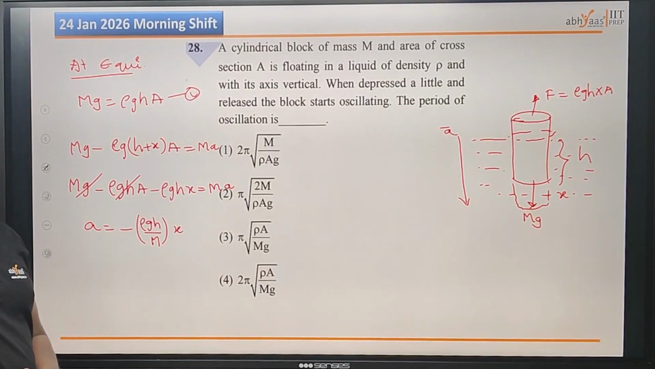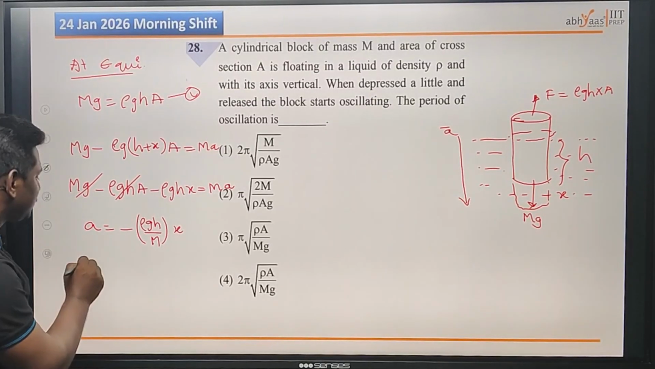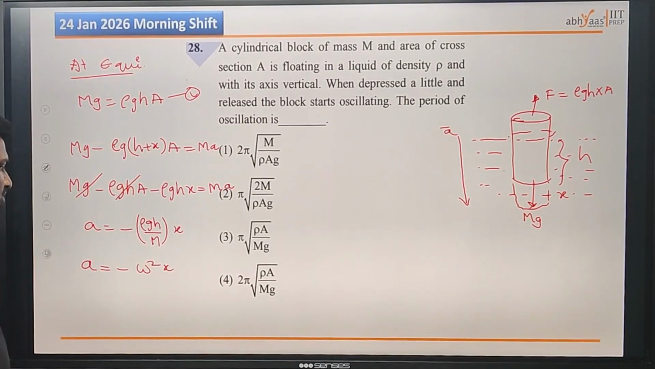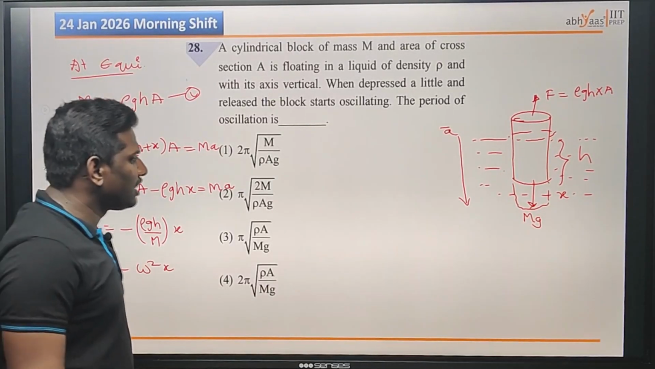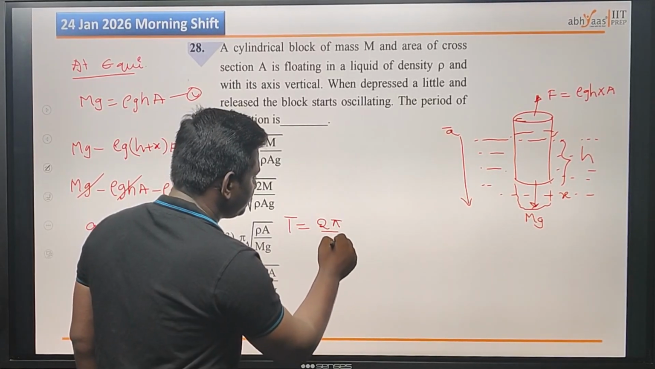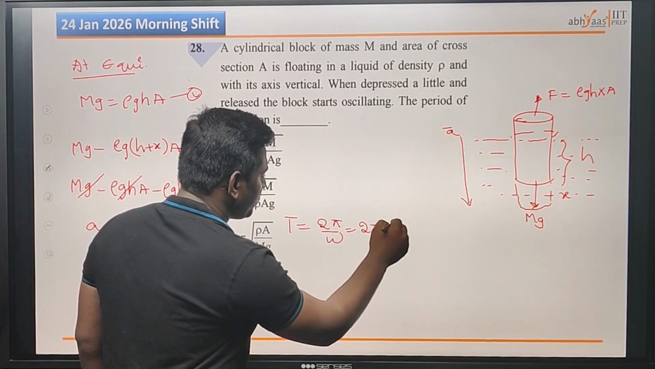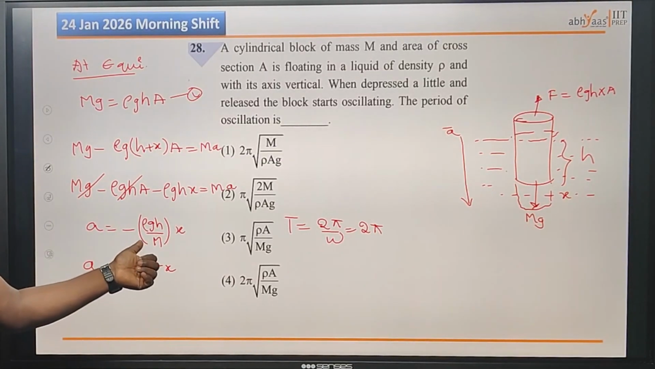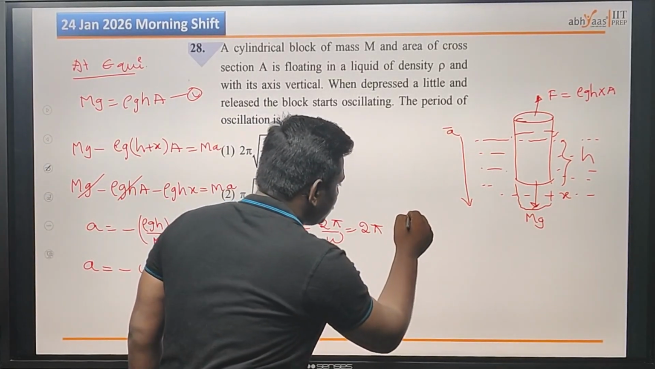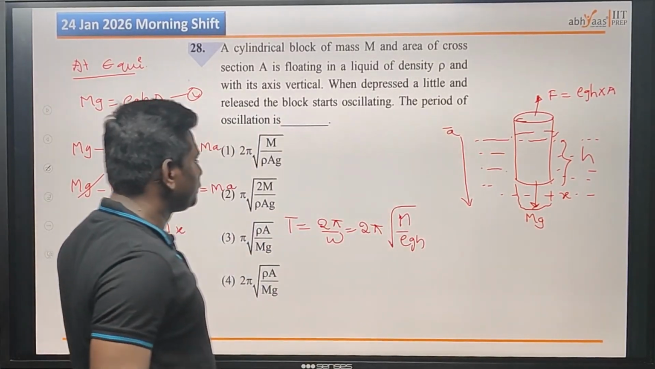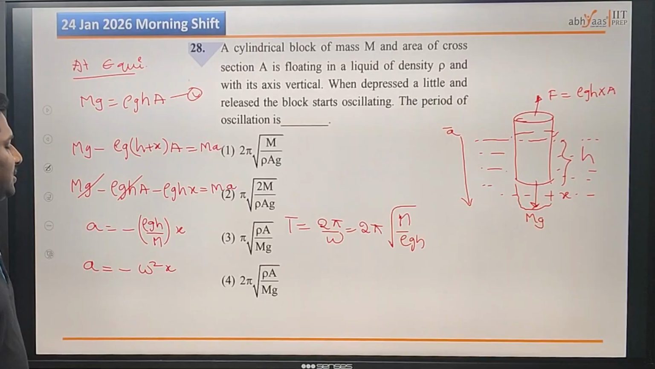This is our condition for oscillations. So acceleration can be written as A equals minus omega square into x. What is the time period formula? Time period T equals 2 pi by omega. From this, T equals 2 pi into the square root of capital M by rho g h. This is our final answer.